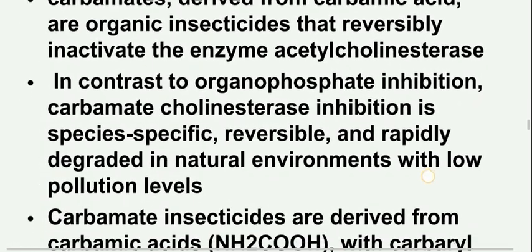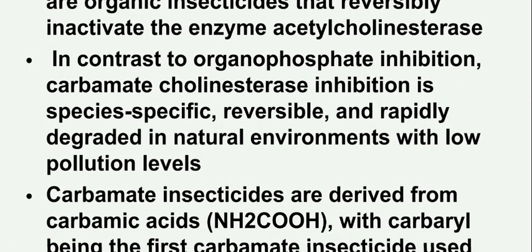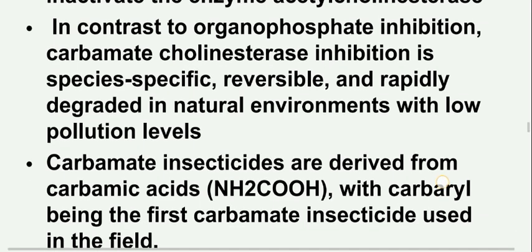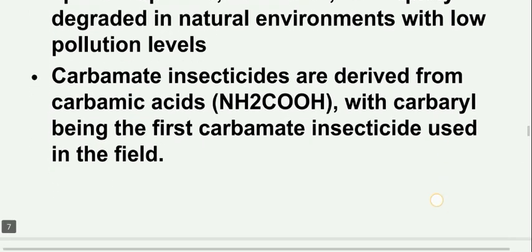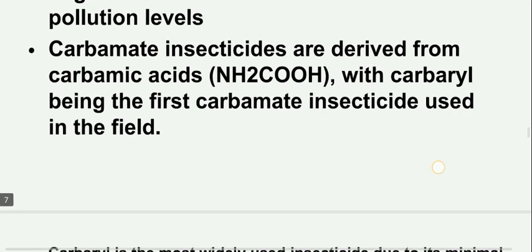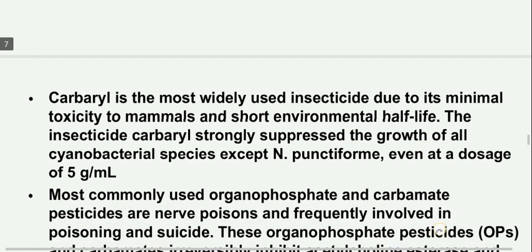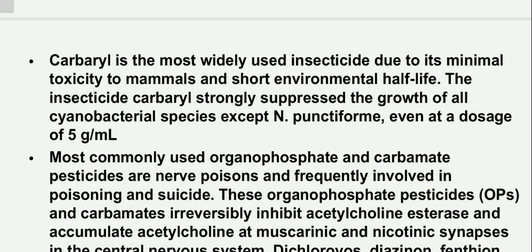Carbamates derived from carbamic acid are organic insecticides that reversibly inactivate the enzyme acetylcholinesterase. In contrast to organophosphate inhibition, carbamate cholinesterase inhibition is species-specific, reversible, and rapidly degraded in natural environments with low pollution levels. Insecticides are derived from carbamic acid, with carbaryl being the first carbamate insecticide used in the field. Carbaryl is the most widely used insecticide due to its minimal toxicity to mammals and short environmental half-life.